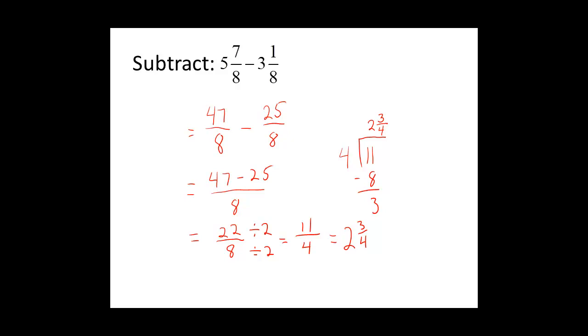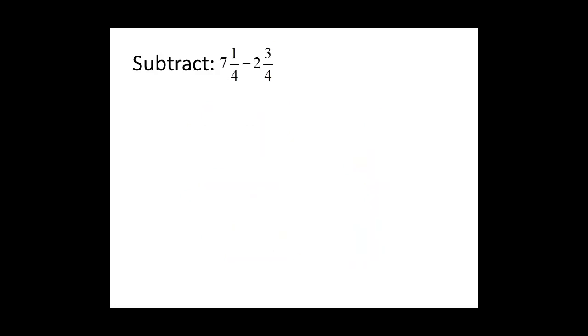So method 2 says to change our mixed numbers into improper fractions, we need a common denominator, we subtract the numerators, simplify if possible, and then we can change it to a mixed number if we would like to. We will subtract 7 1/4 minus 2 3/4 using method 2. For method 2, we will change our mixed numbers to improper fractions and then subtract.